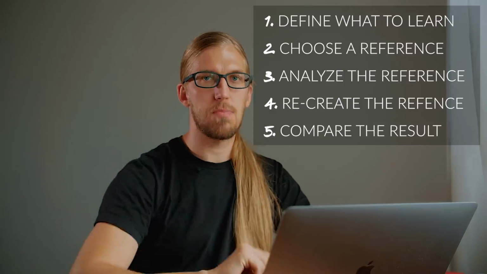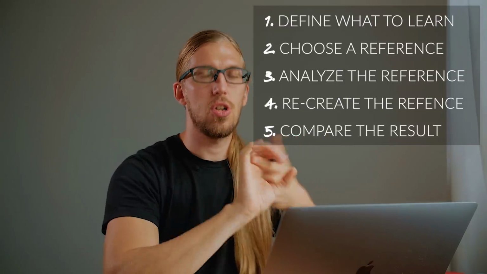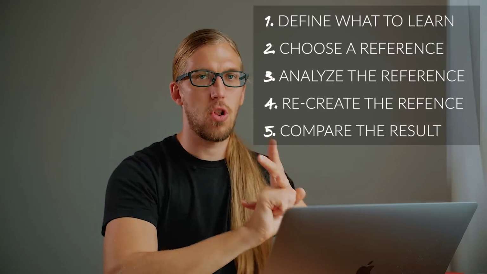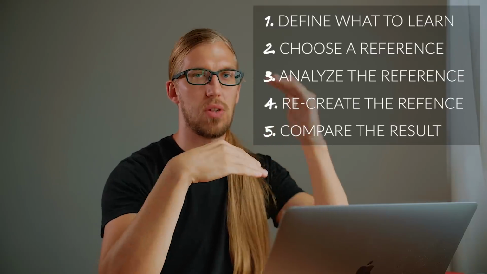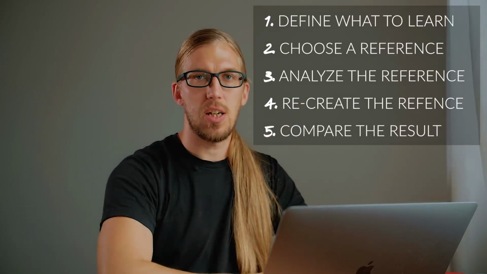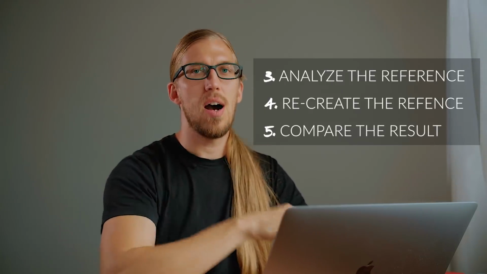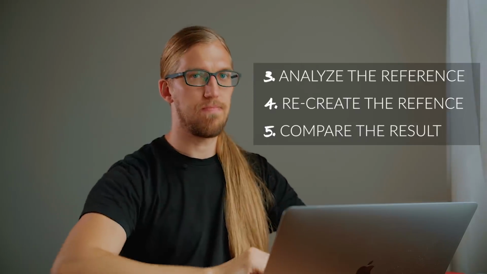Okay, so 5 steps: first, define what you want to learn and exclude what you don't want to learn. Second, choose a reference. Third, analyze your reference. 4th, recreate your reference. And 5th, compare your work to the reference. Okay, let's start with the process. Because you already know my number 1 and number 2, I'm going to skip those and go to number 3, and let's start on the computer.